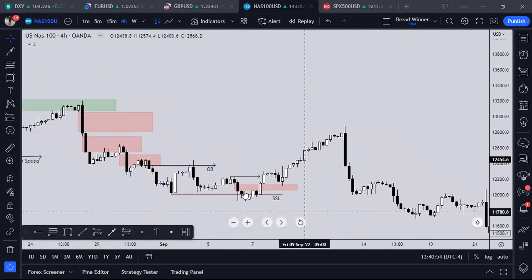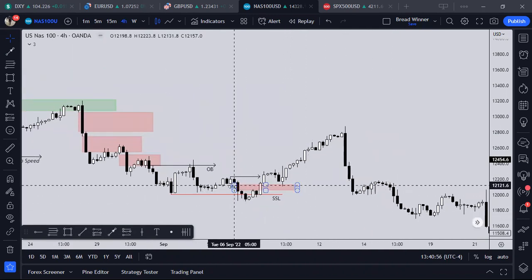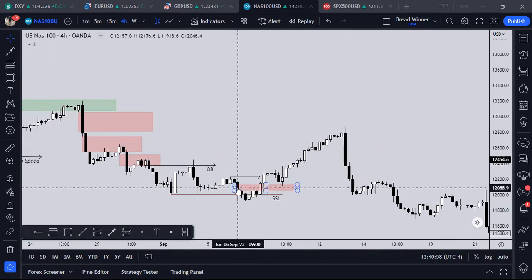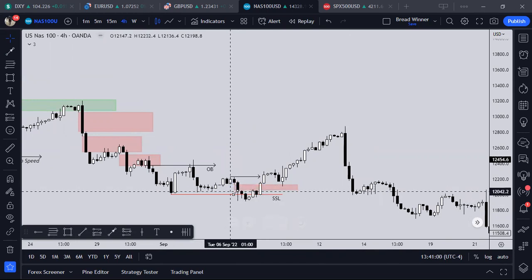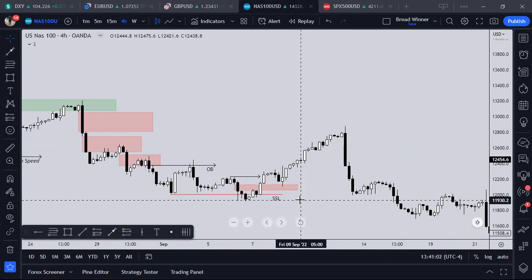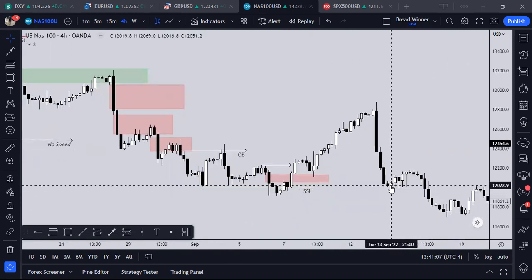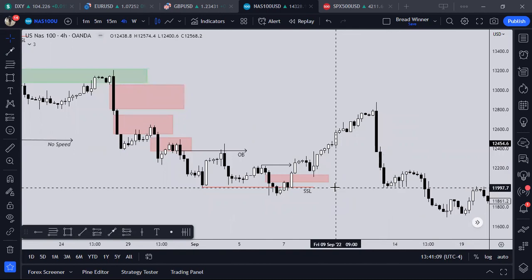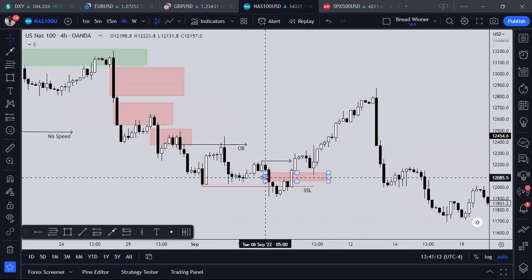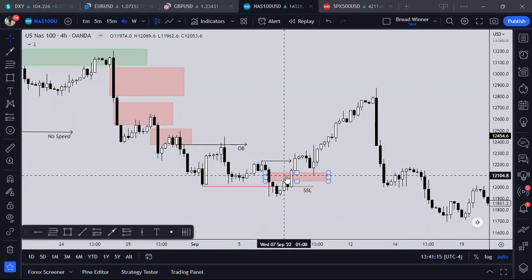Now, ICT would call this a balanced price range. I'm not too fond of the clear definition of a balanced price range. I'm pretty sure this is it. But terms don't really mean much, in the sense that everything is the same, just people use different terminologies for it. So I look at this as an old imbalance that should have been resisted, and doesn't.